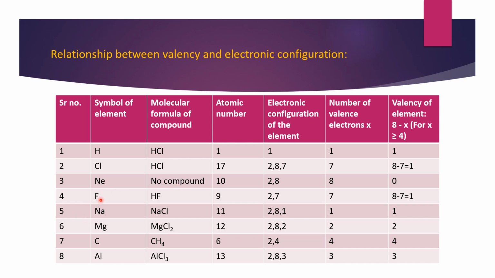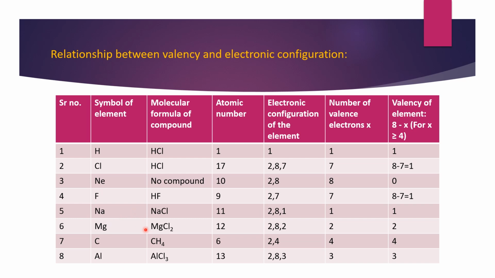Next is fluorine, F, and the compound is HF, hydrogen fluoride. F has atomic number 9, so the electronic configuration will be 2 and 7. Outermost electrons are 7 in number, so 8 minus 7 will be 1. So the valency of fluorine is 1. The valency of H is 1 and the valency of F is 1, and they form the compound HF, hydrogen fluoride. The same is true for NaCl.